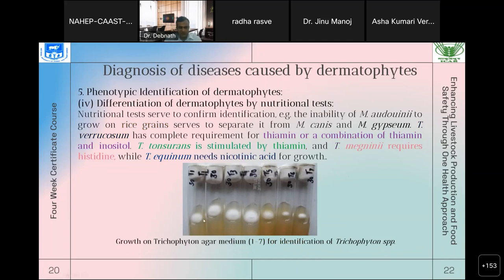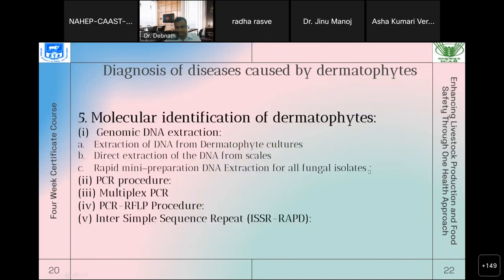Nowadays, this media is also available commercially, that is Trichophyton agar media. Seven media are there for identification of different Trichophyton species, because they have different kinds of selection for different nutrients. For example, Trichophyton verrucosum needs thiamine as well as inositol. Trichophyton megnini requires histidine. So accordingly, these media have been prepared. Your isolate, you need to put in all seven media, and as per the growth pattern, you will definitely be able to identify which species you have isolated. That was the phenotypic part of identification or diagnosis of dermatophytes.